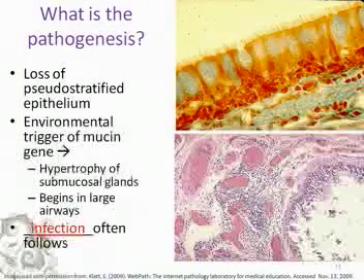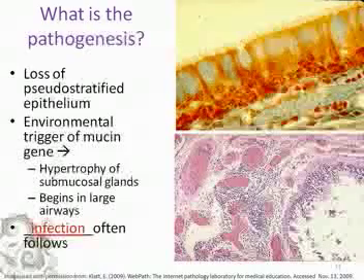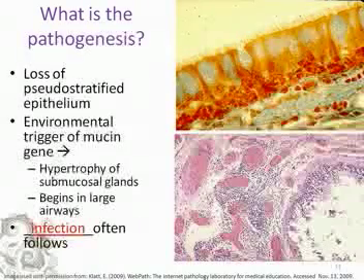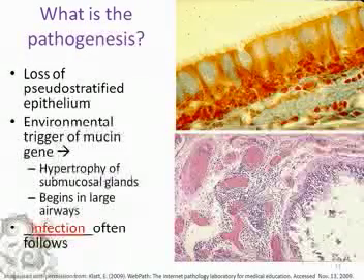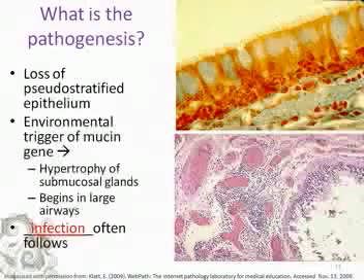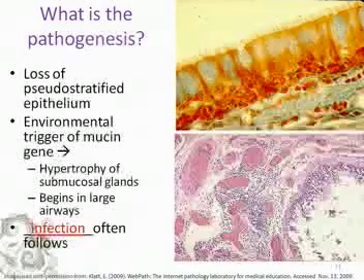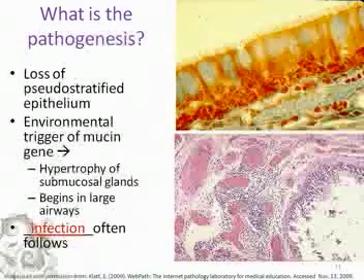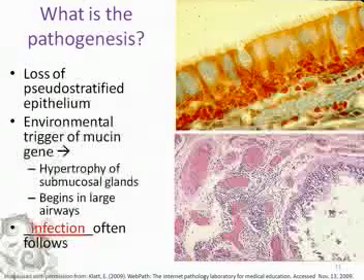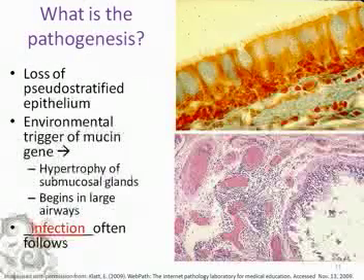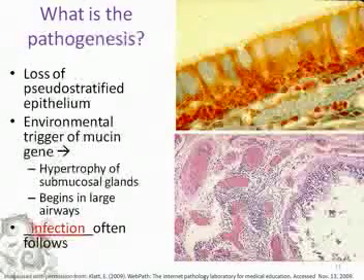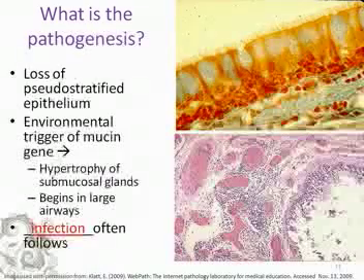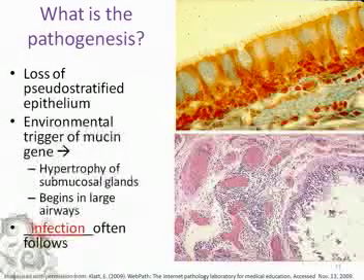There tends to be an environmental trigger. That trigger of the mucin gene is going to increase goblet cell production of mucus. Okay, so some irritant in the environment can cause a mutation and upregulate the production of mucus. So the mucin gene can actually be turned on by certain environmental factors such as air pollutants or cigarette smoke.